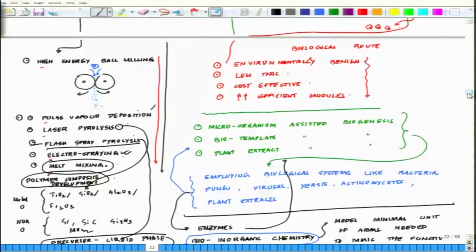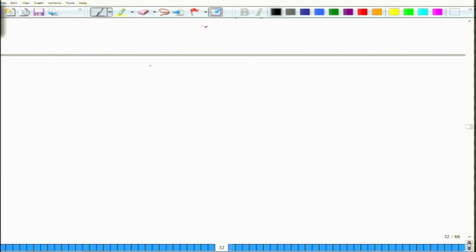So, the three routes that have been followed as of now and are pretty well documented are microorganism assisted biogenesis, biotemplate assisted biogenesis and plant extract assisted biogenesis. So, we will start our journey from here, and all these techniques employ either biological systems like bacteria, fungi, virus, yeast and actinomycetes, or plant extracts. Okay. Let us resume from here.